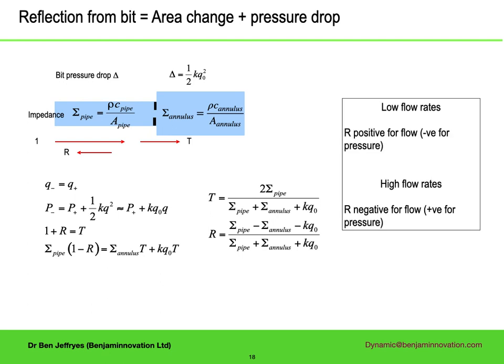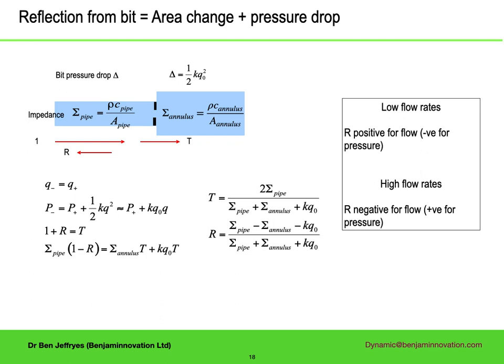At sufficiently low flow rates, the reflection of acoustic waves is positive with respect to flow variation, negative with respect to pressure variation. It is similar to a free surface. As the flow rate increases, the nozzles act more and more as a barrier to flow variation, and the boundary looks more and more like a fixed end. So a negative reflector for flow variation, positive for pressure variation.